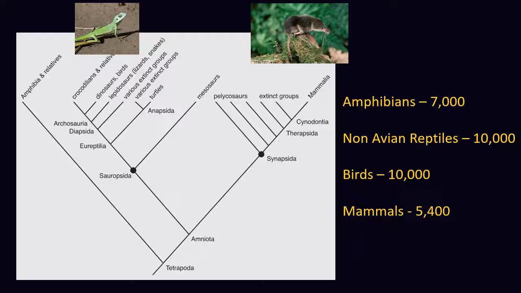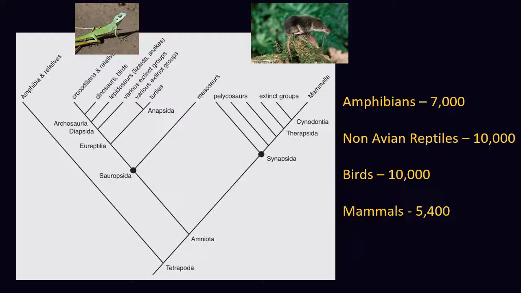There's just over, well, maybe just under 5,500 mammals. There are 10,000 birds. There's 10,000 reptiles, not including birds. So there's 20,000 reptiles altogether. And there's even more amphibians than mammals. And most of those are frogs, not all of them. There's also salamanders and limbless amphibians called caecilians.